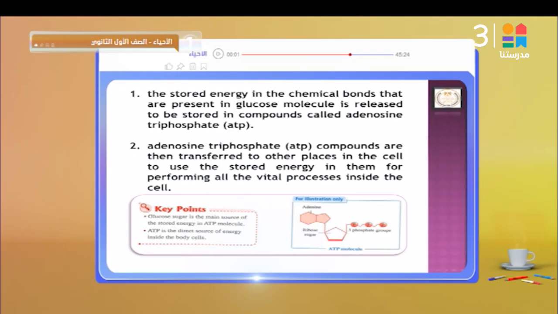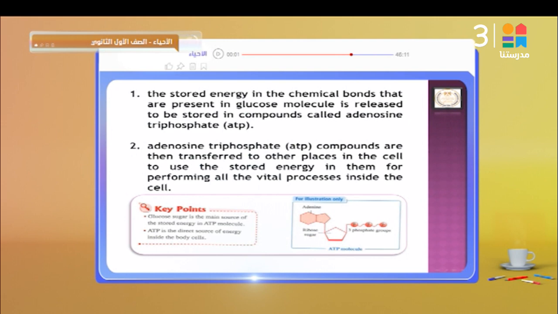First one, glucose, energy. After that, ATP, ending with energy. That means energy is released from glucose first, and stored in the form of ATP. What is the meaning of ATP? Adenosine triphosphate. This ATP is the standard universal currency of energy in the cells, like currency you use to buy things. That means ATP is the standard universal currency of energy inside the cell.